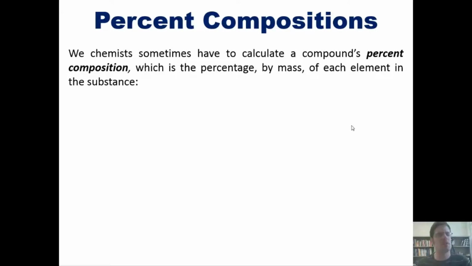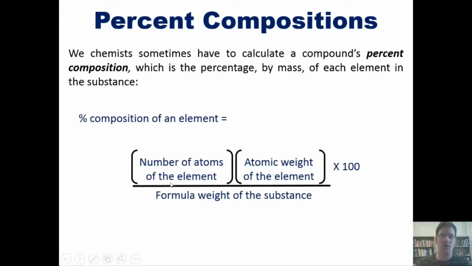You see, we chemists sometimes have to calculate a compound's percent composition, which is the percentage by mass of each element in the substance. Now, to determine the percent composition of an element in a given formula, you use this approach. You take the number of atoms of that element in the formula, multiply it by the atomic weight of that individual element, and then divide all of that by the total formula weight of the substance, and then multiply all of that by 100.